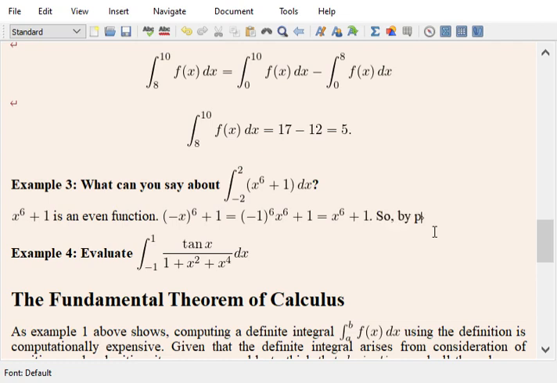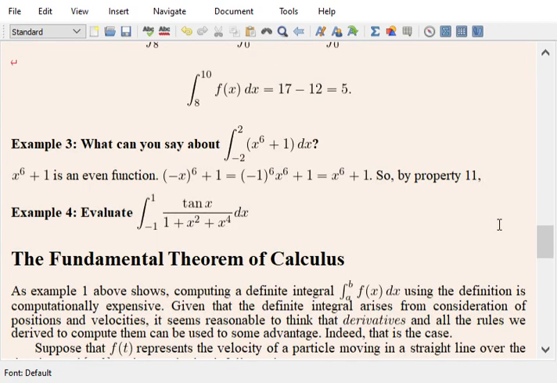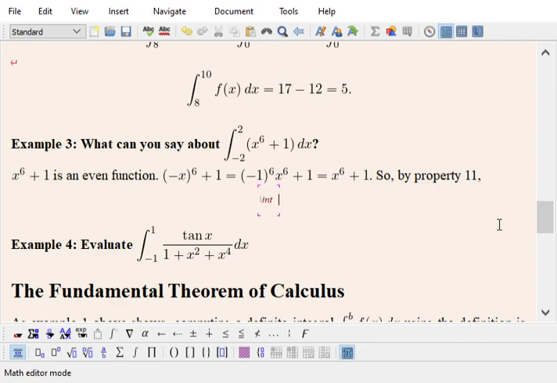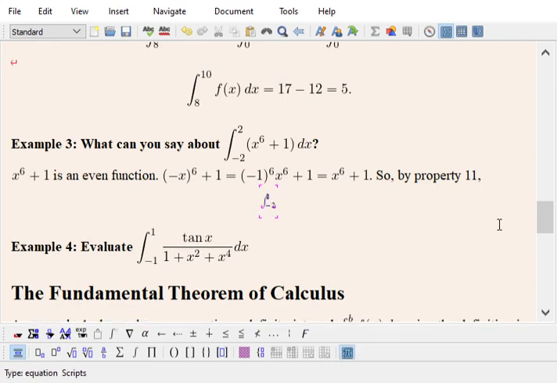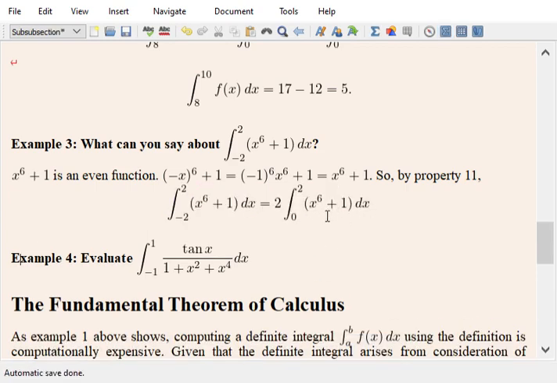So by property 11 in this enumeration, we conclude the following. So then if we knew how to integrate this, we would be golden. Which, of course, we will get to later in this review.